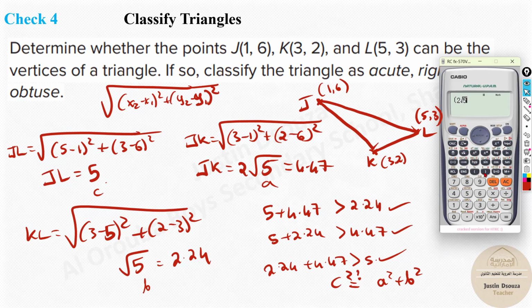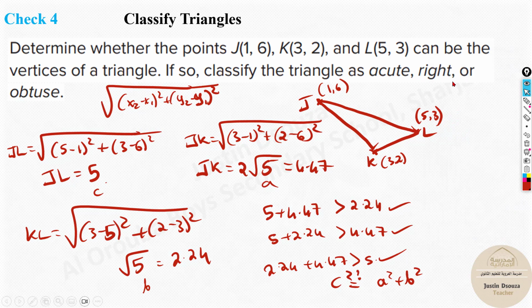2 root 5, close the bracket, plus root 5, close the bracket again. Oh, I forgot to write the square. That's the reason I put the brackets. So now, what's the answer? It's 25. What is 5 squared? It is also 25. So the sum of the squares of these two smaller sides is equal to the square of the biggest side. 5 squared is 25. So this is a right angle, because when we do the squares, 25 equals 25.